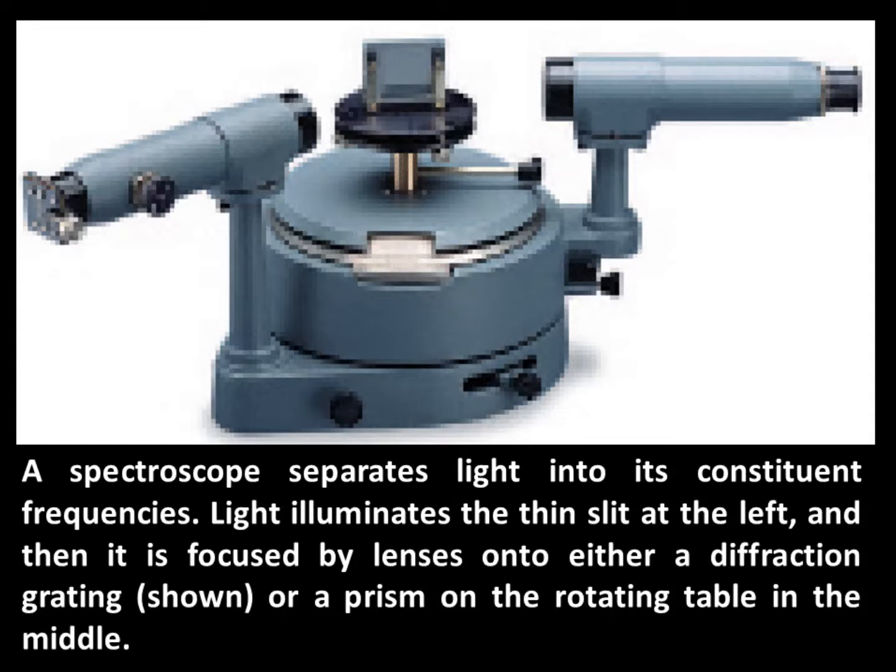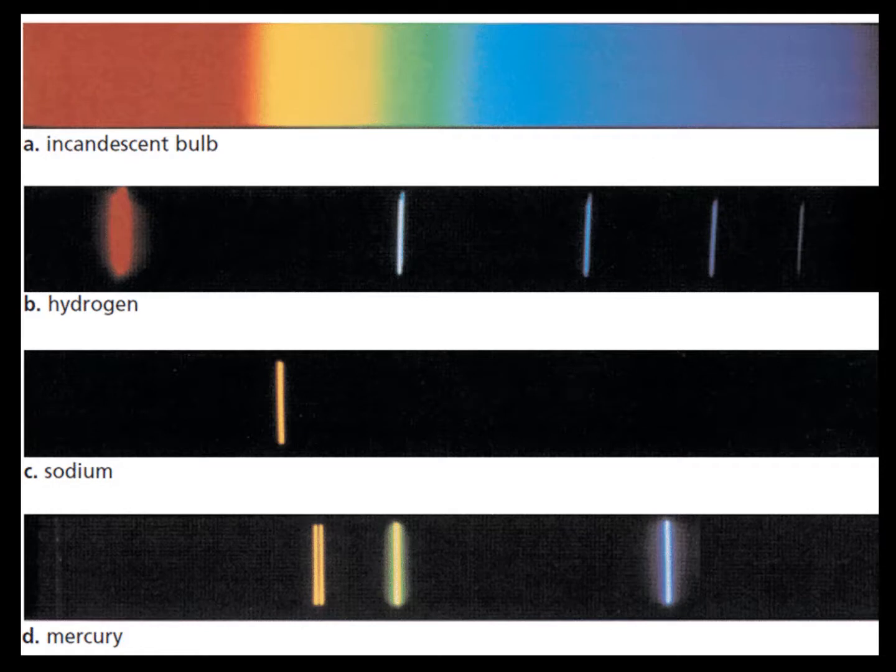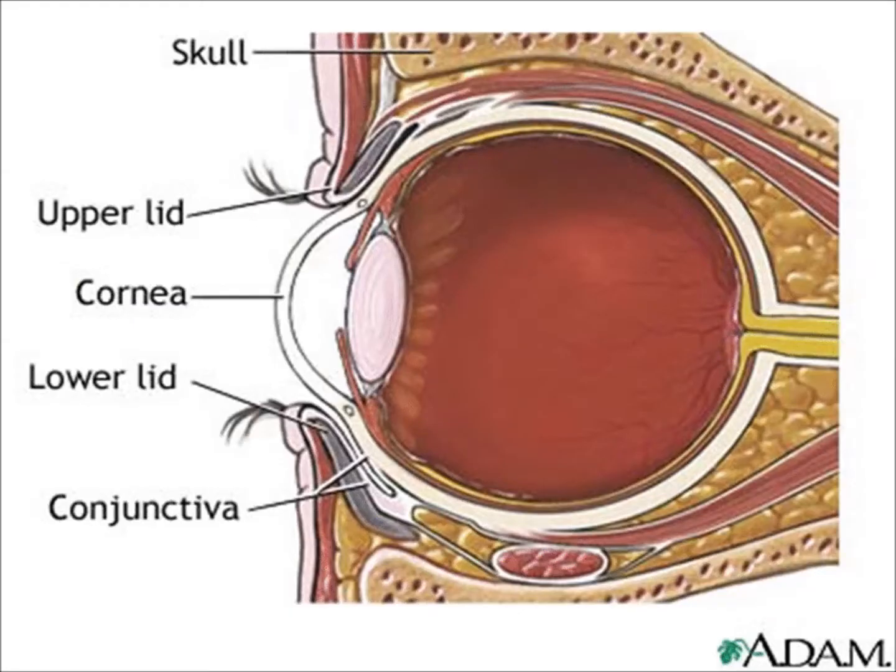Here are some spectrographs. This is an incandescent bulb that shows pretty much all of them: red, orange, yellow, green, blue, indigo, violet. There are probably some missing, but they're so subtle. Hydrogen is broken down into these particular component parts. Sodium is mainly that orange color, etc.